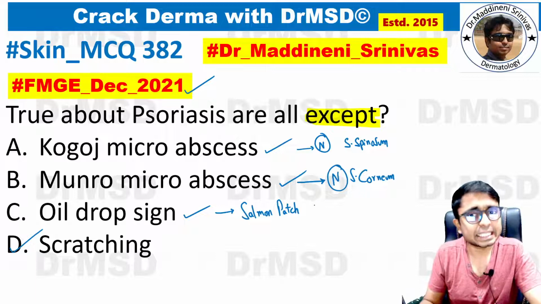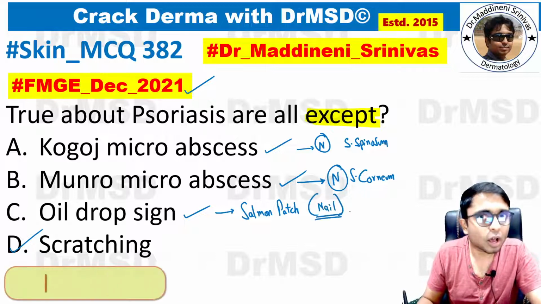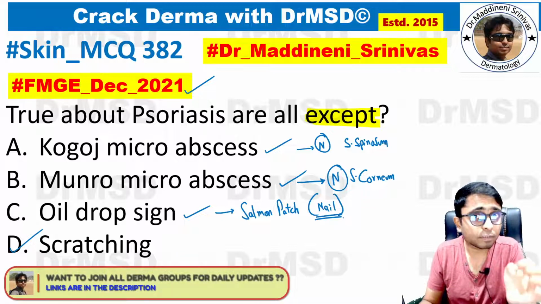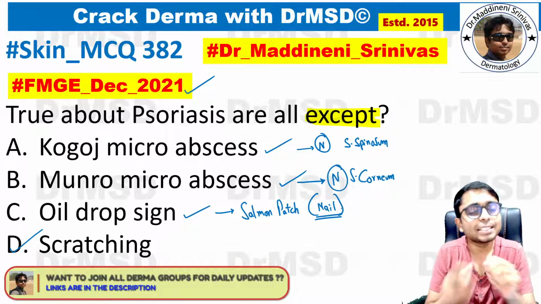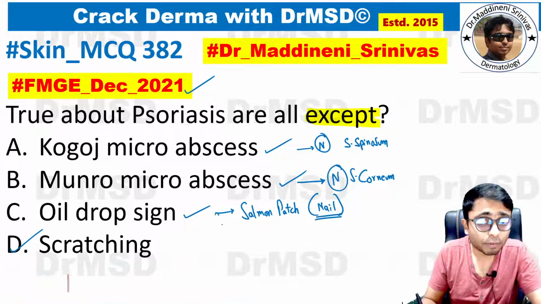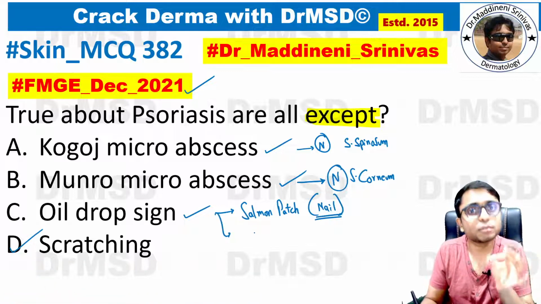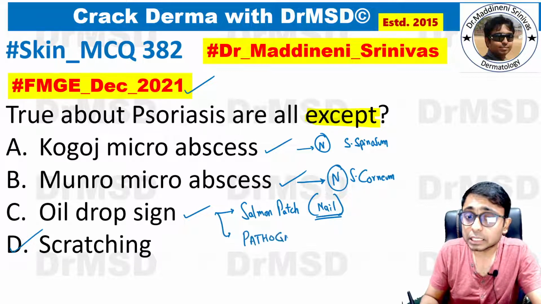And where is it seen? It is seen associated with nails. So in the nails of psoriasis patients, we can see as if a drop of oil is present in between the nail plate and the nail bed, and this is called oil drop sign. And mind you, this is very important. Why? Because this is the most characteristic nail change in patients of psoriasis. So instead of most characteristic, we can also call it pathognomonic. So this is a pathognomonic lesion.